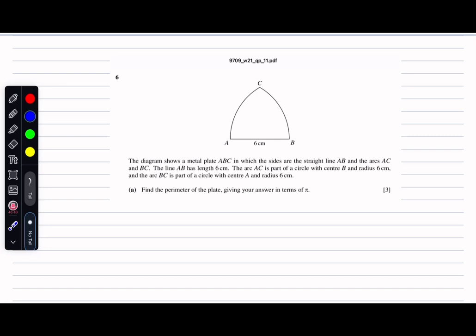Arc AC is from center B, meaning the radius for arc AC is going to be 6 centimeters. The arc BC is part of a circle with center A and radius 6 centimeters. So both the arcs here are going to have the radius of 6 centimeters. Part A, find the perimeter of the plate, giving your answer in terms of pi.